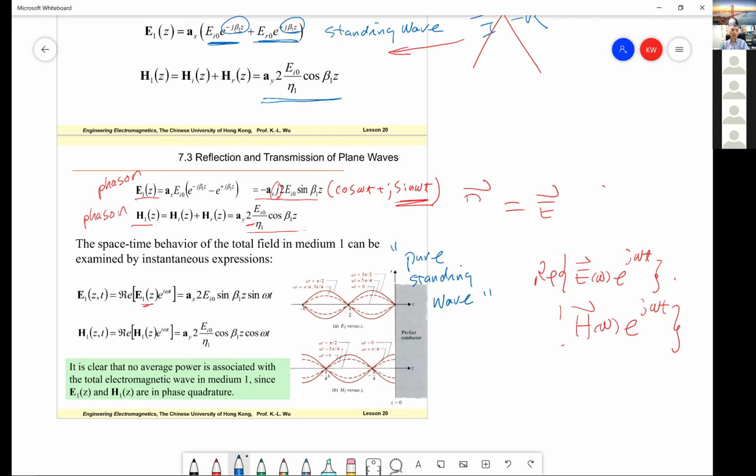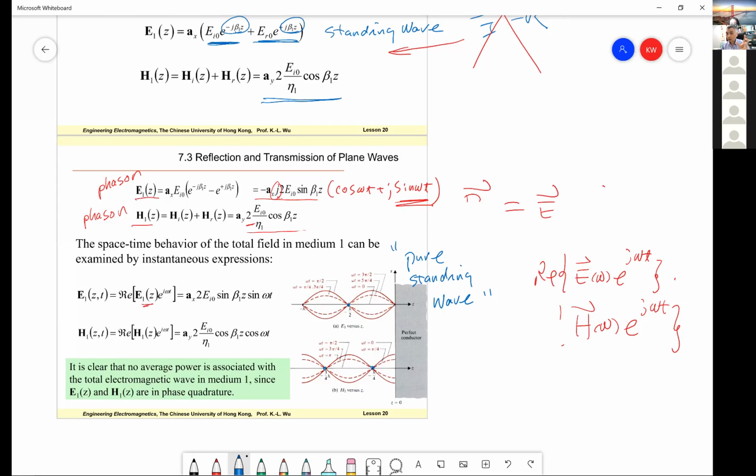If this is not pure, okay. Pure means you can find zero points, at some locations you can find a zero point. So this is pure. Then the behavior for a standing wave is different from a traveling wave.